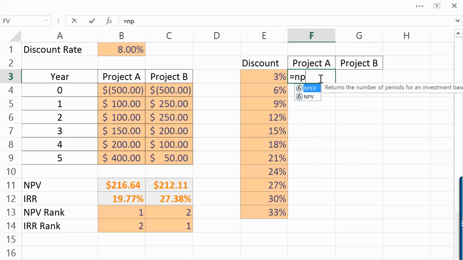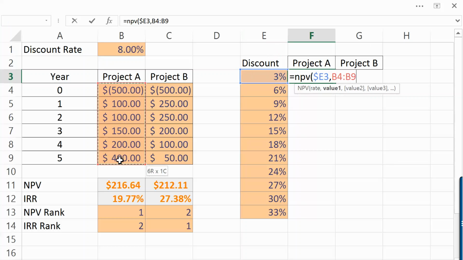So let me put in my NPV formula. Discount rate, I'm going to let that vary. Now I'm going to put a $ on E. That way when I copy it over to G, it stays in E. And then I'll put my cash flows. And again, I'll just leave those the way they are.